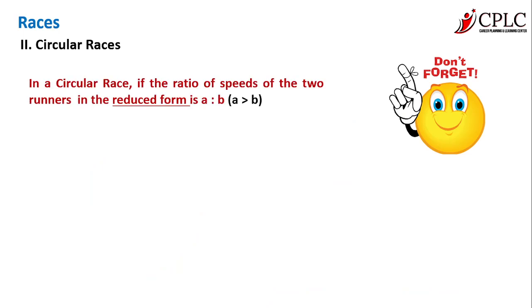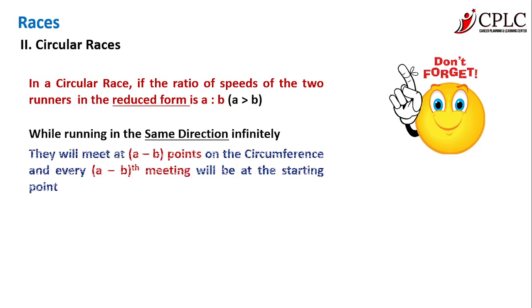Now, let's simply compile whatever we have learned. Assuming the ratio of speeds is A is to B, with A greater than B, and in the reduced form because it's a ratio: if it is a same-direction circular race, they will meet in A minus B points because we take the difference, and every A minus Bth meeting will happen at the starting point. The last meeting always happens at the starting point.